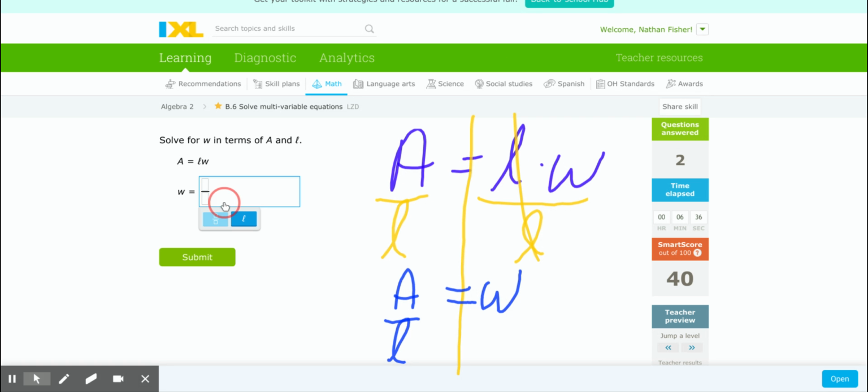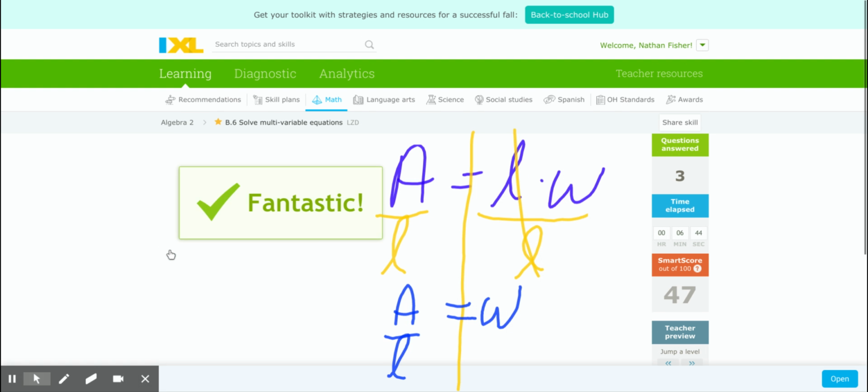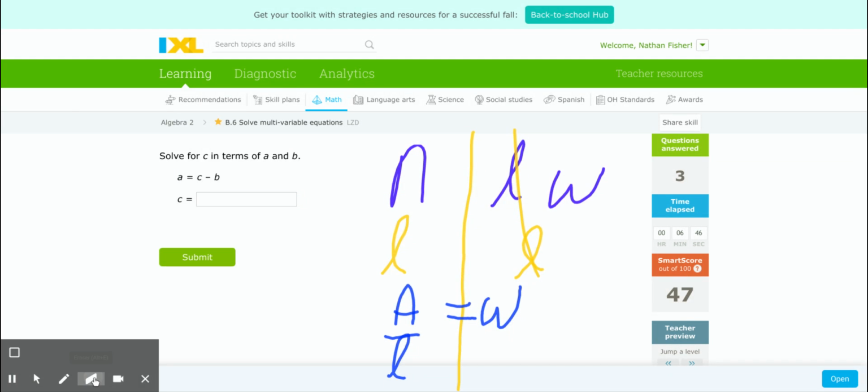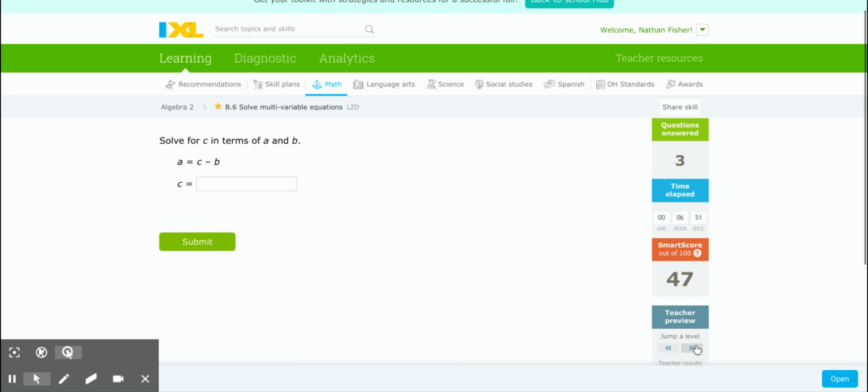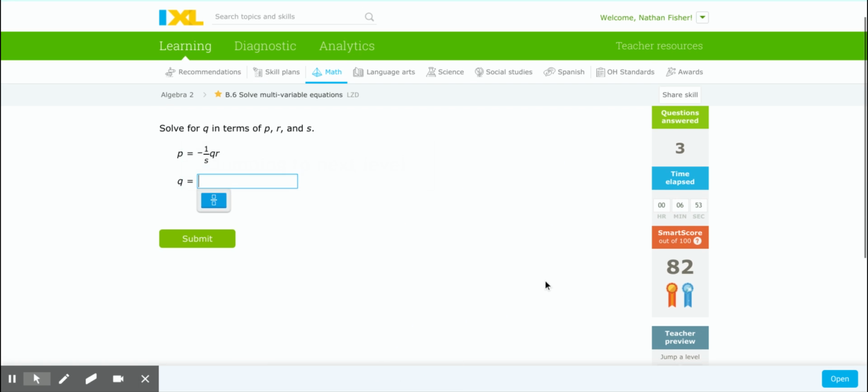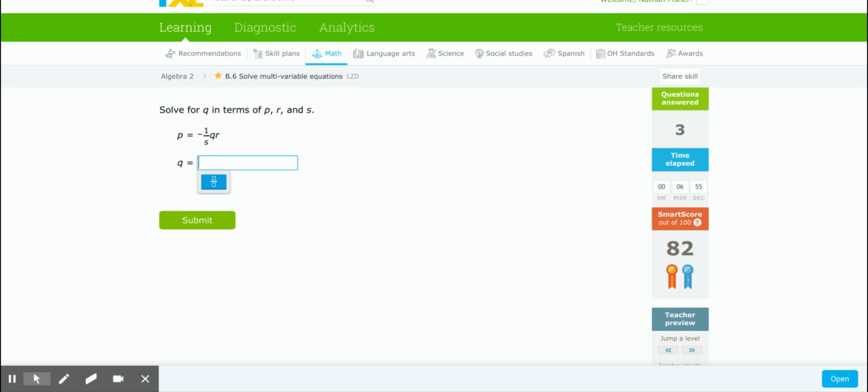Now I can put this in as my answer. So A, and then it wants us to use this like cursive L. So let's click that, not twice, just once, and then hit submit. Fantastic. Okay, let's see if we have anything else that we need to look at. Oh, we've hit an 80. Let's do one that's in this upper echelon of difficulty, and then we will call it a video.